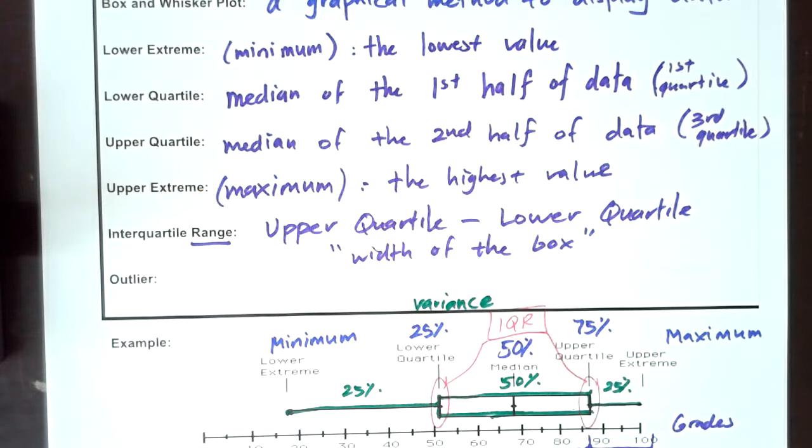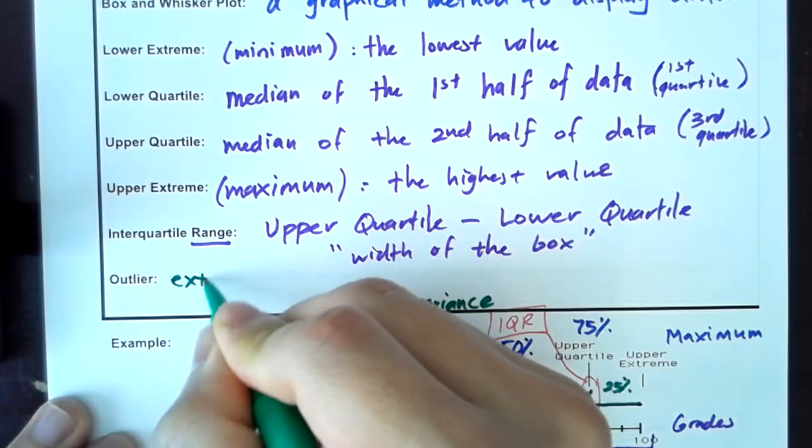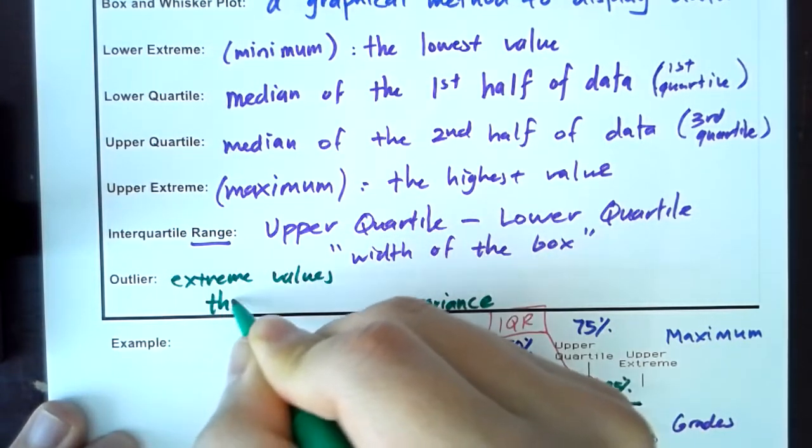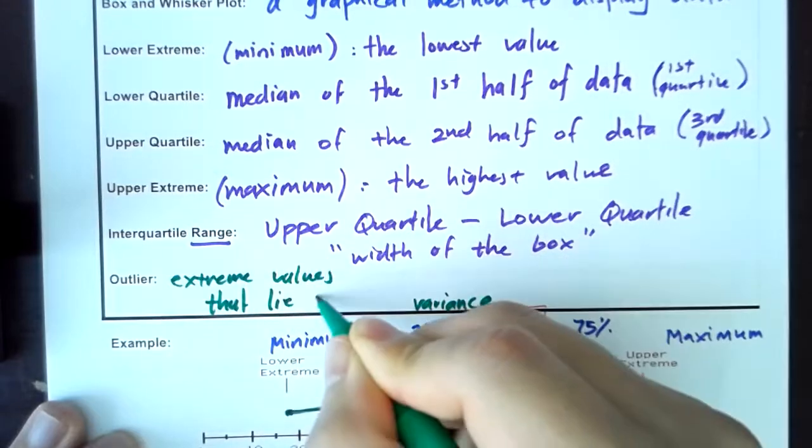And then we have something that we call an outlier, which is any data points that lie outside the extreme values, that lie outside the range. Just write that.